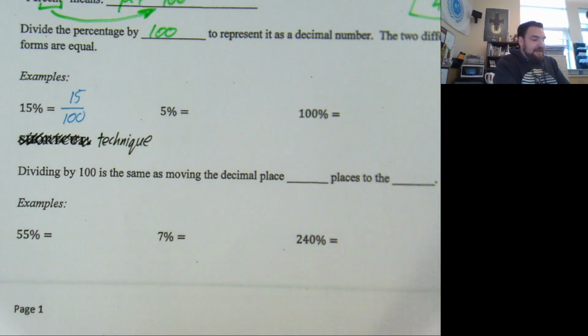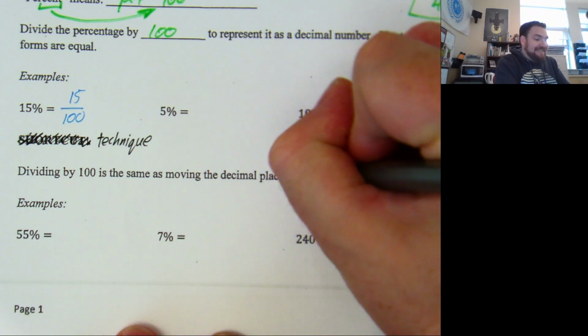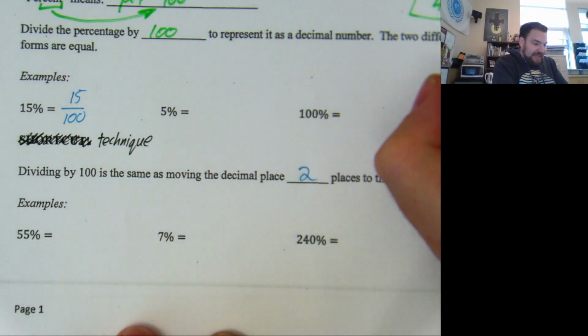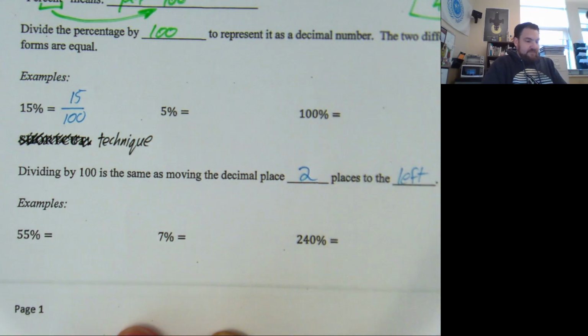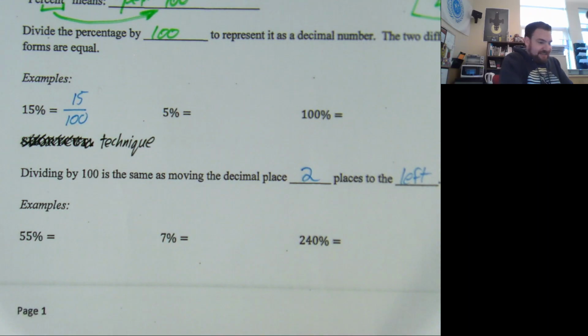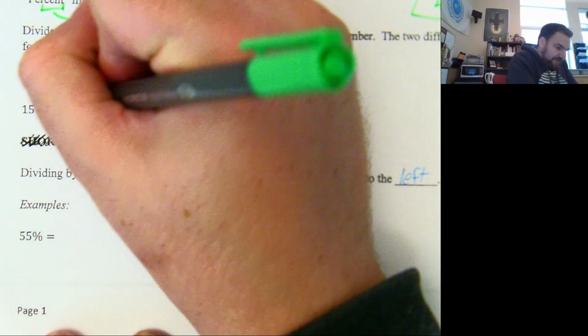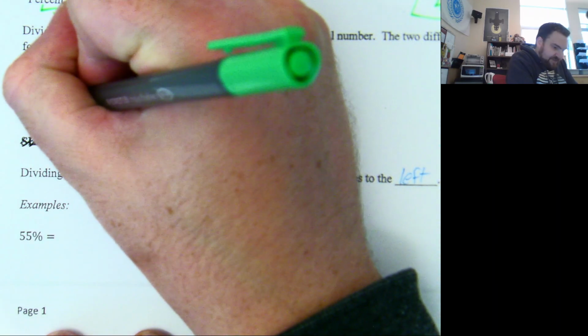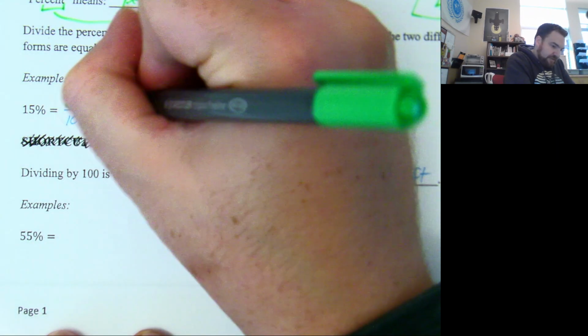Dividing by 100 is the same thing as moving the decimal place twice to the left. So if I have 15 over 100, this is the same thing as having 15 and I move the decimal place twice, 0.15.